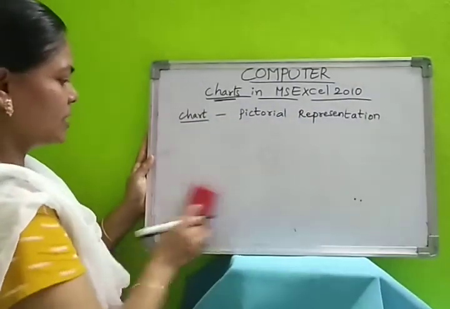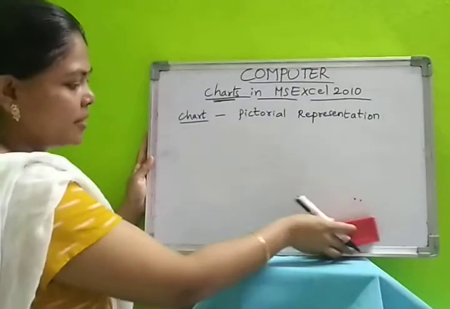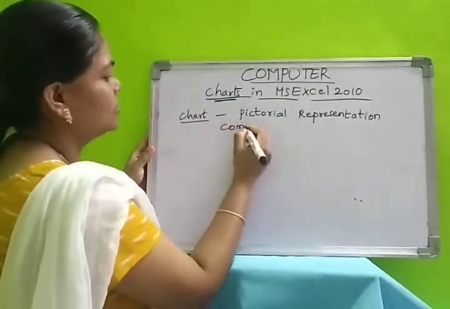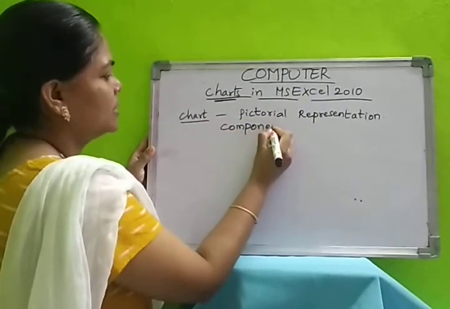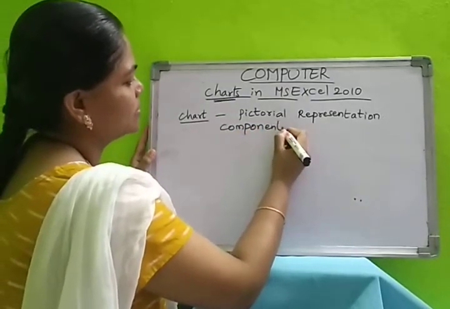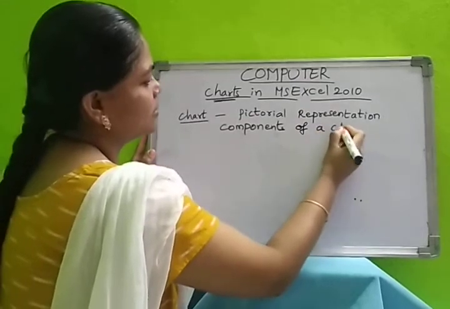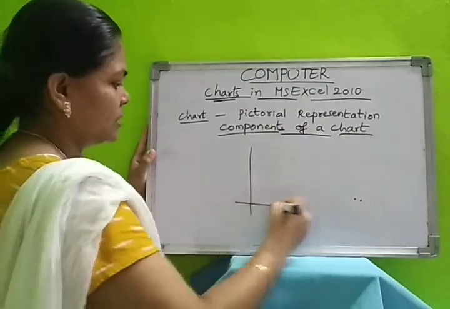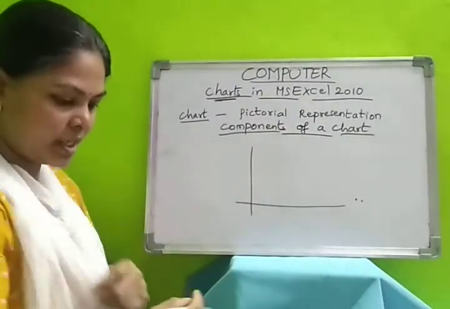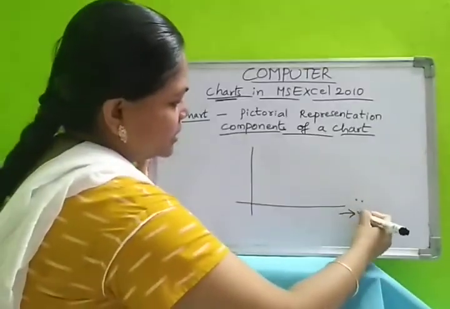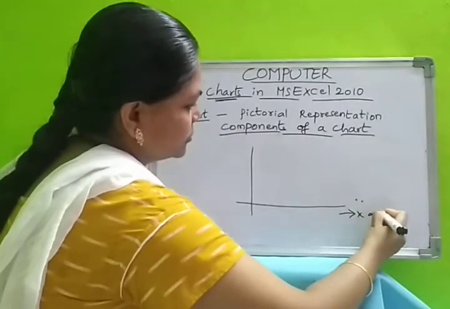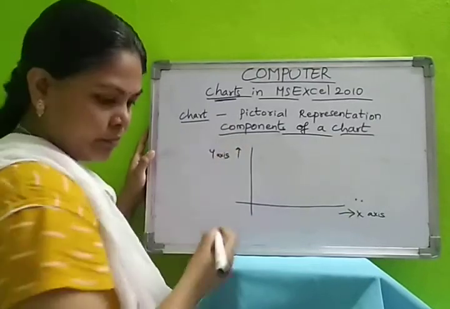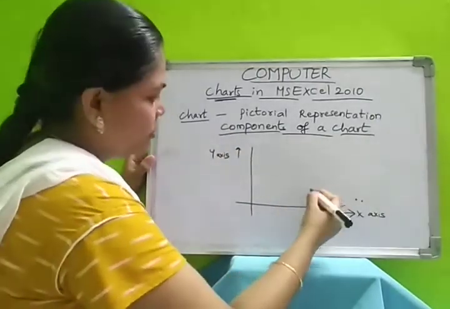Okay, till now we have discussed all the different types of charts. What are the components of a chart? I will just show you the components of a chart. So this one is a chart. This is the x-axis, and this is the y-axis.